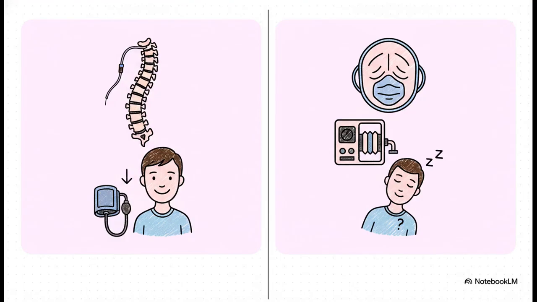So what about a C-section? Well, neuraxial, so a spinal or epidural, is almost always our go-to. And the reasons are pretty compelling. You get way better pain control, and, this is a big one, the patient is awake. That means she can tell you if she starts feeling chest pain or shortness of breath, those early signs of ACS.